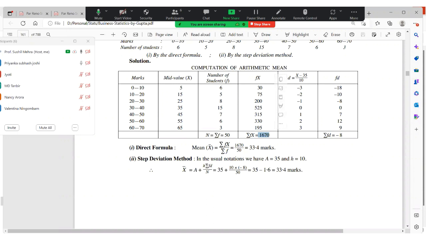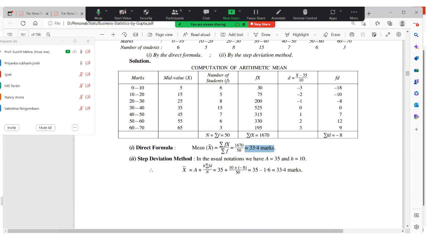Now, in this example, summation of fx comes to be 1670. Summation of f, capital N, comes to be 50. Formula for the direct method is summation of fx by N. It comes to be 1670 divided by 50. Answer is 33.4. This is the direct method.